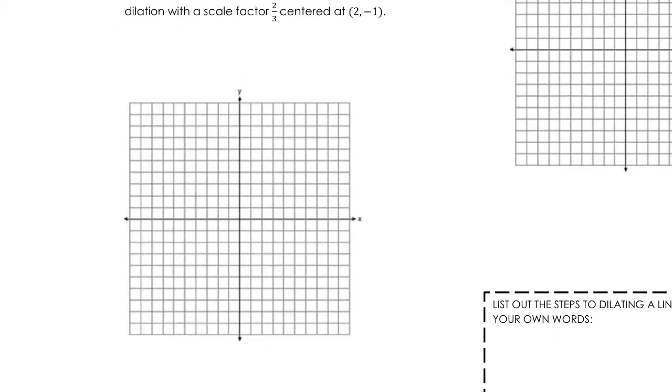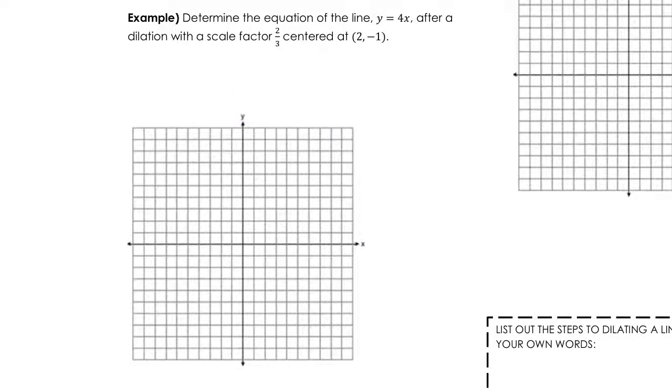And in this example, it says determine the equation of the line y equals 4x. I'm going to start right away by graphing that. My y-intercept is 0, my slope, remember, rise over run. So it's up 4, 1, 2, 3, 4, right 1, 1, 2, 3, 4. And here's my line.